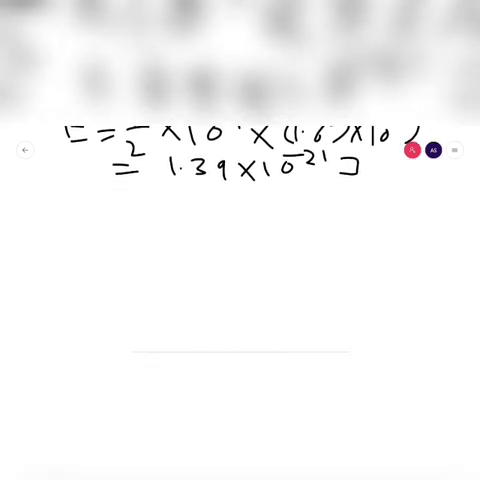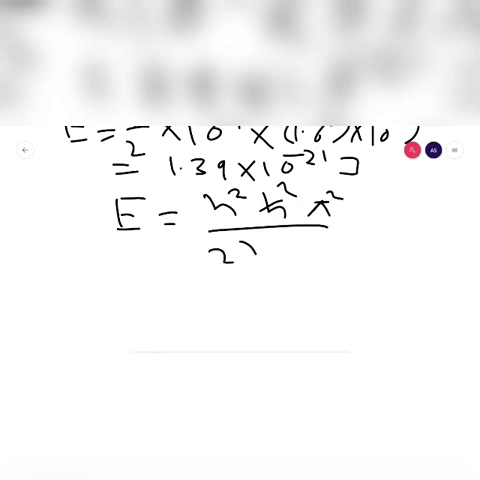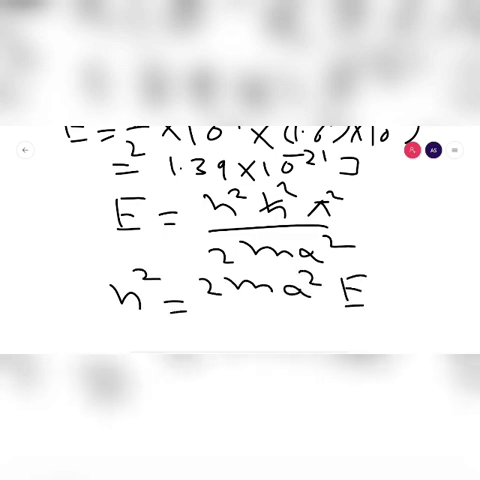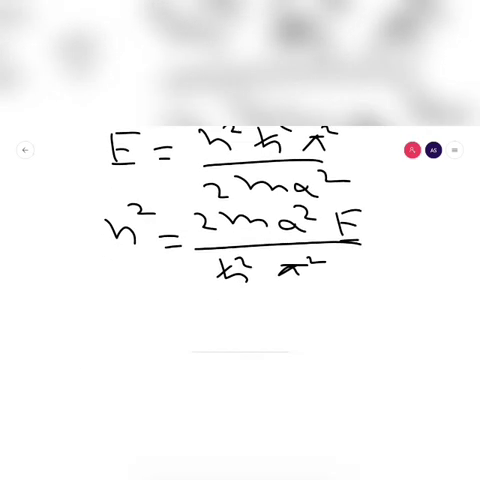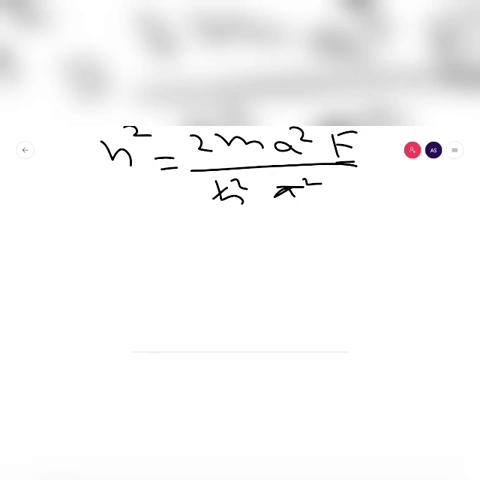Now you know the particle is in motion in 1D. You can consider the energy for the 1D problem as n² ħ² π² divided by 2ma². You know that the value of quantum number n² is 2ma²E divided by ħ²π². You know the value of m, a and E. You will put all the values.